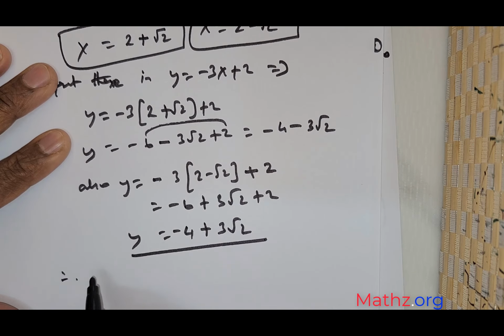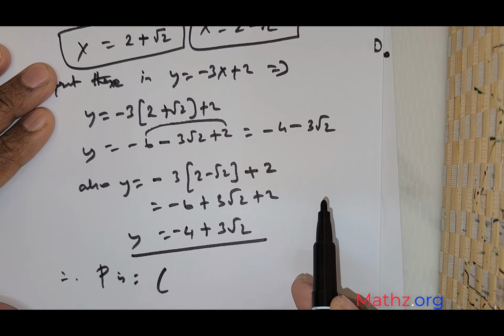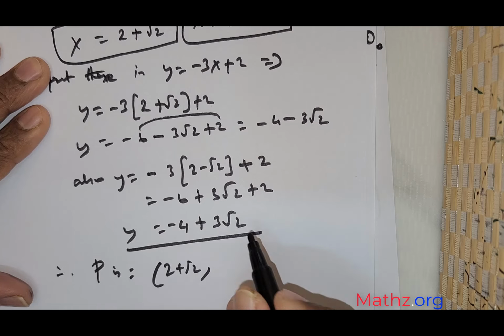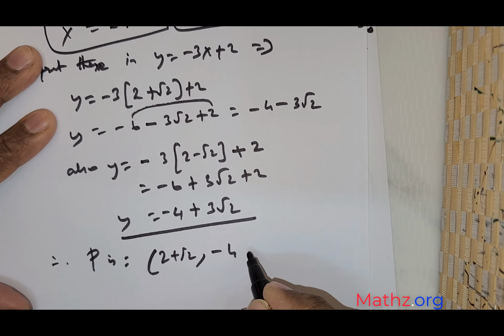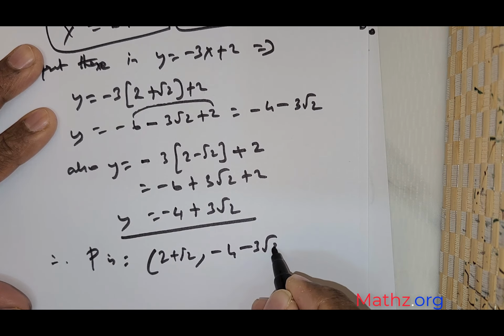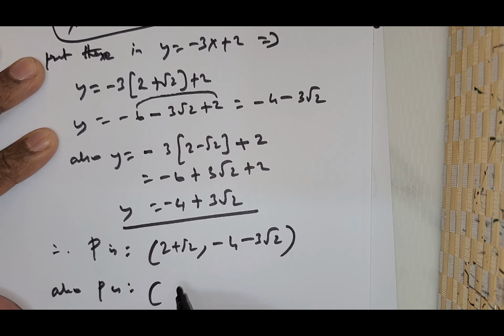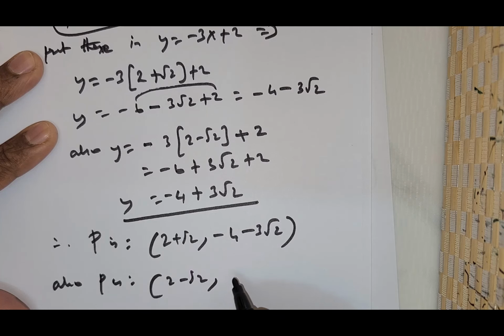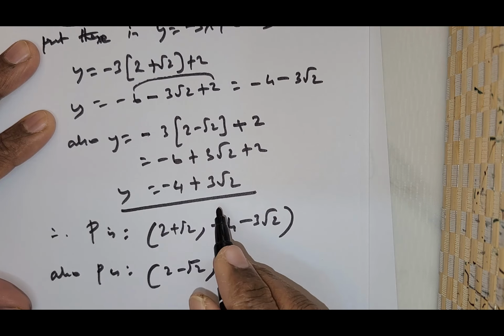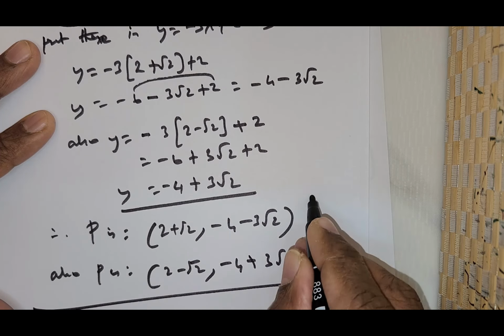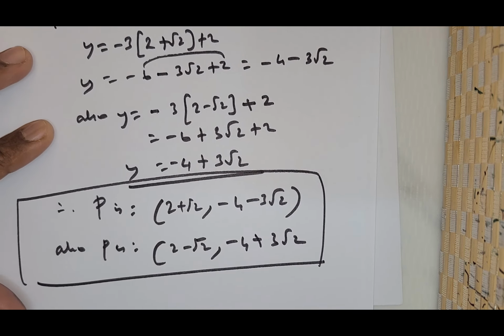That's the next value. So therefore the y coordinate is, when x = 2 + √2, my y is -4 - 3√2. Also P is when x = 2 - √2, my y is -4 + 3√2. So that would complete the solution for this question.